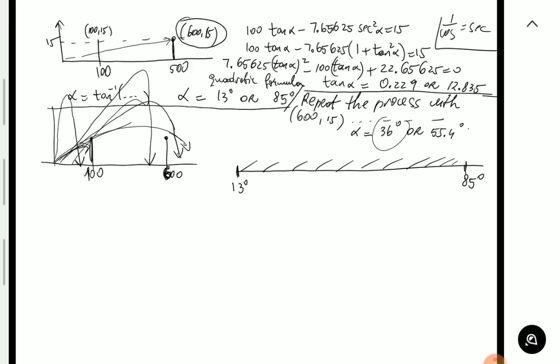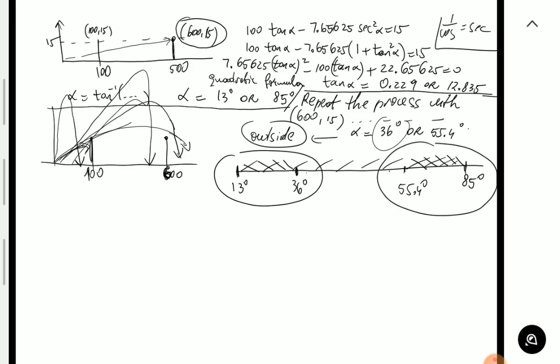So, in other words, you want to be outside the range given by the second condition, outside the range of 36 and 55.4. So let's say 36 degrees is here, 55.4 is here. Once again, above 36, you're going to overshoot it with a lower trajectory. Below 55.4, again, you're going to overshoot it with a higher trajectory. So the common part of these two ranges will give you basically two possible ranges that both achieve the same thing.